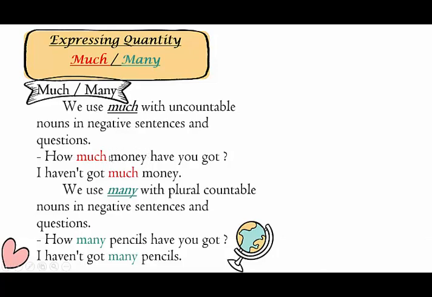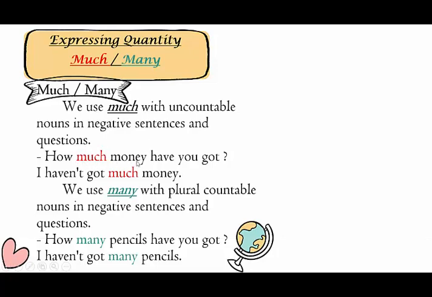And here we have the countable and uncountable nouns. Money: you can't count it, so it's uncountable. So we have to use much. How much money have you got? We say it in questions, and this is a question. How much money have you got? And the next one: I haven't got much money. Haven't here is negative. So we use much with questions and negative sentences.